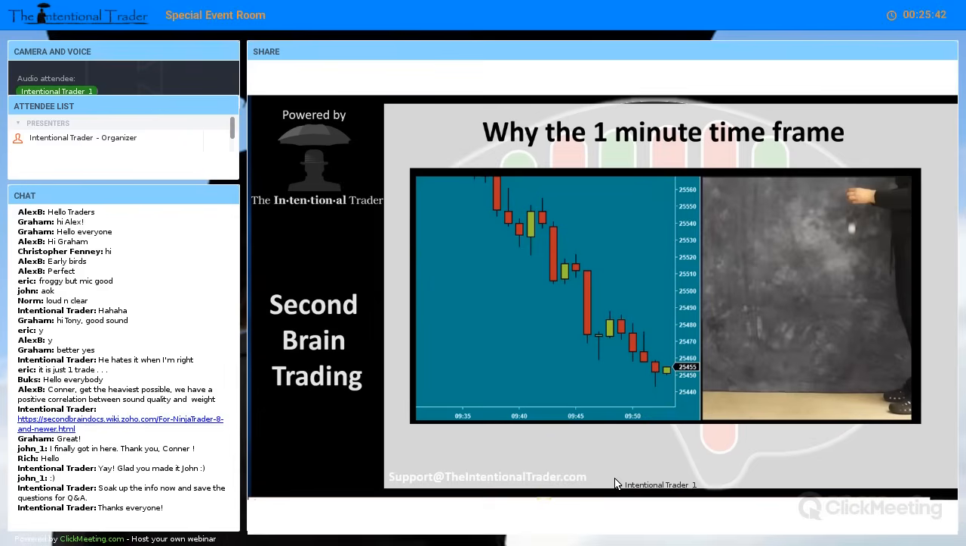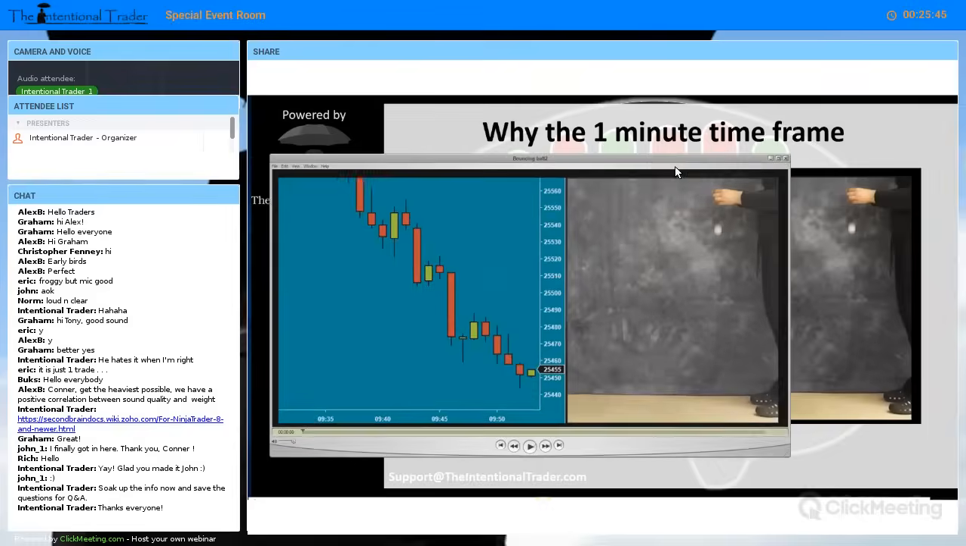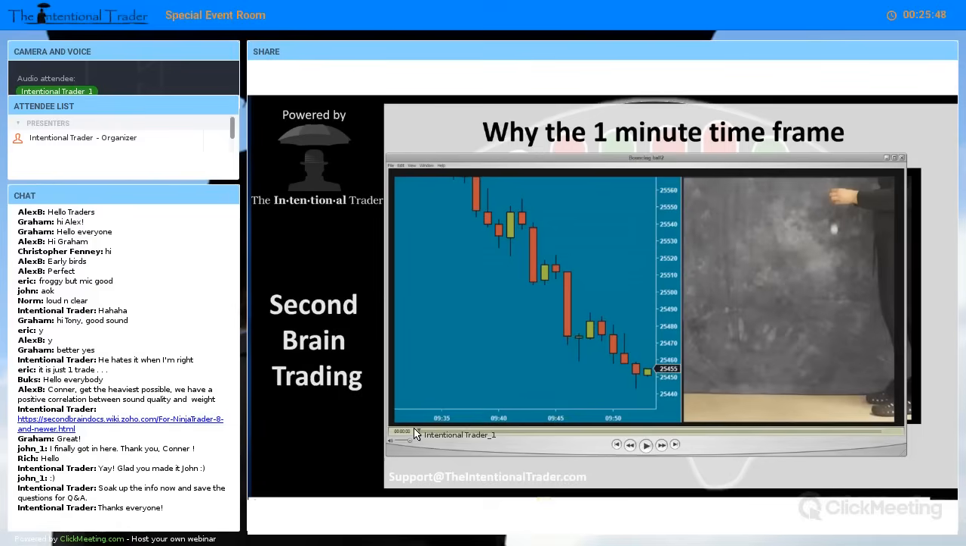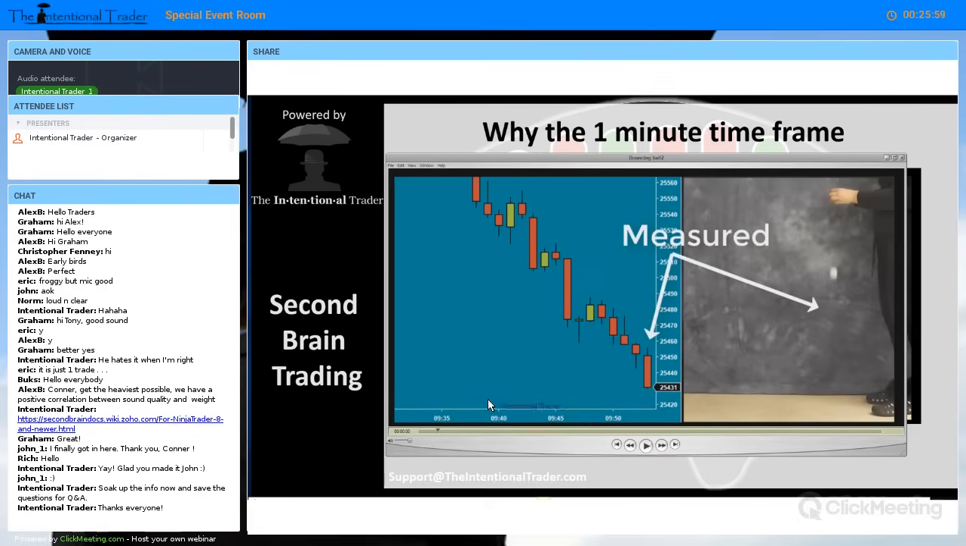Let's look at this again. Different way. Now let's relate it to trading. Now, we're taking measurements, right? This is what's happening when we're trading, right? We're measuring what's going on inside this bar, right? So there's all kinds of measurements going on that create this bar. There are also measurements going on here to tell us what to expect based on what's happening right now.